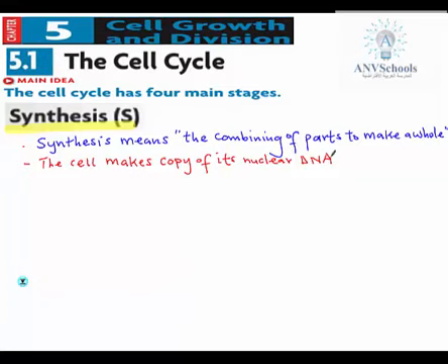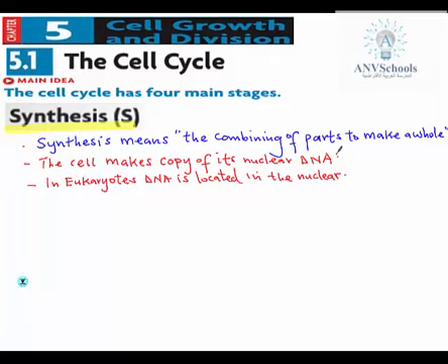In eukaryotes, DNA is located in the nucleus. So we know that in eukaryotes, the DNA is located in the nucleus.